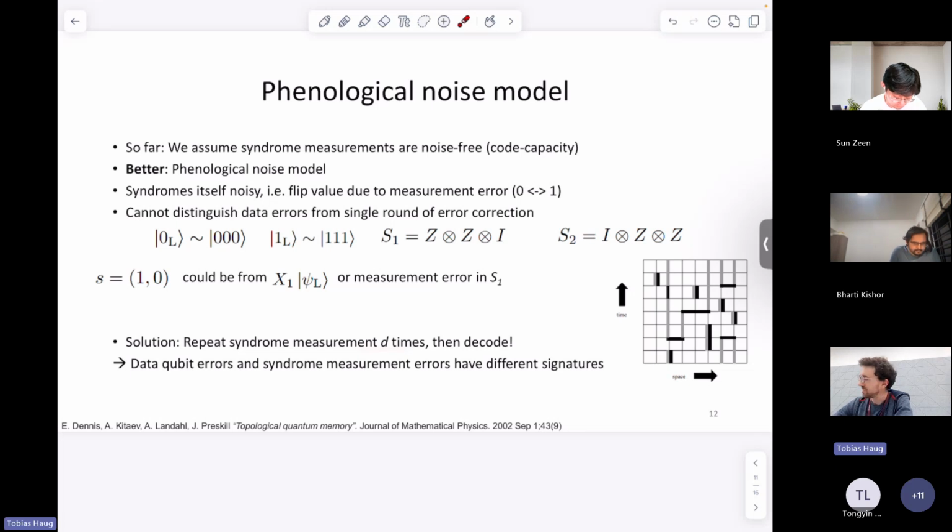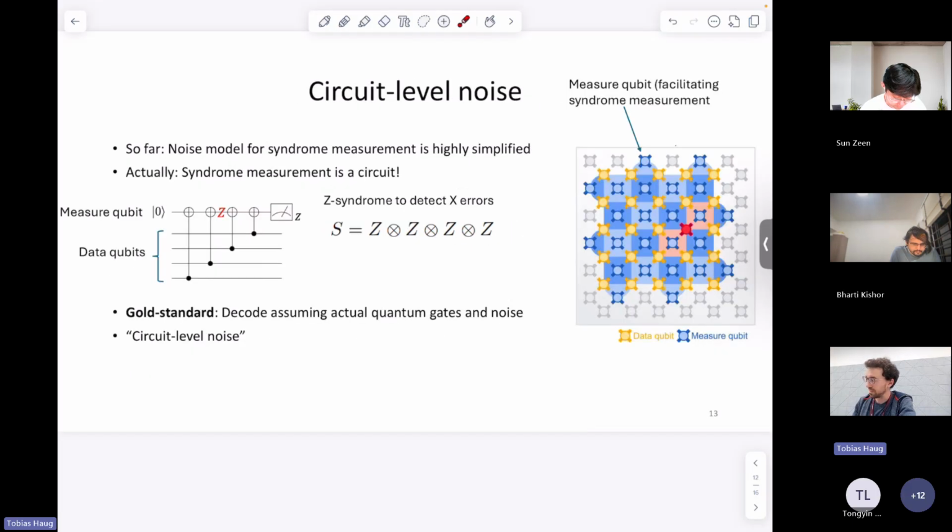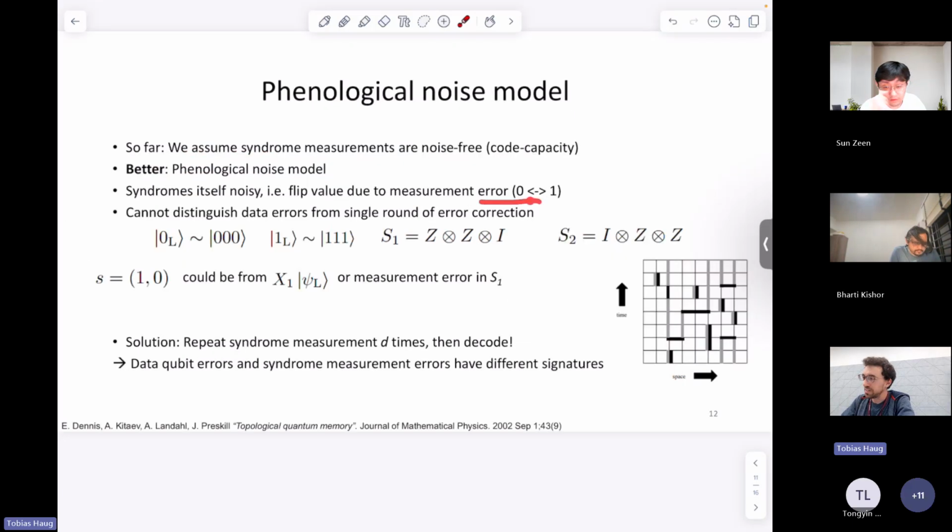Okay, so that means whenever we do quantum error correction, we have to repeat stuff a lot of times. So this is a space-time overhead you always have to include. Okay, and again, this was not the full story because I simplified things. So far the noise model for the syndrome measurement is very, very simplified. Basically, I assumed an error model where the measurement error just flips from 0 to 1 or vice versa, right?